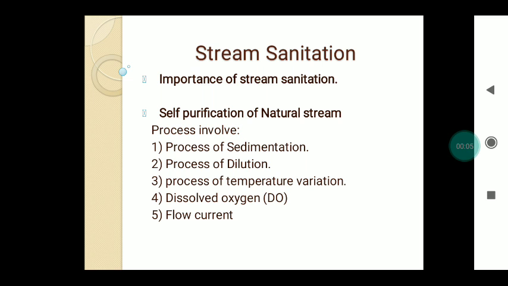Today we are going to discuss the topic stream sanitation of Environmental Engineering, 2nd BE Civil. So the first point is the importance of stream sanitation.